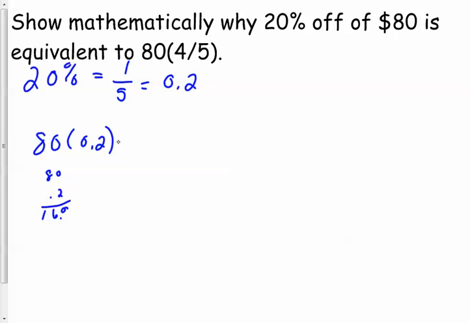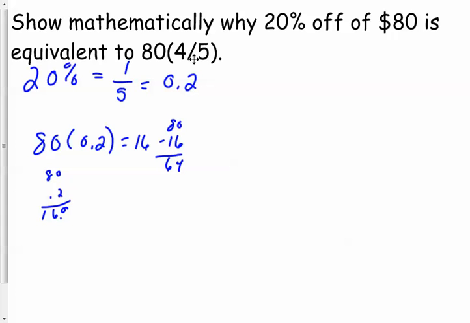So 16 would be how much that I'm getting off. So 80, I want 20% off of it. So I don't want to just find what is 20% of 80. I want to find what 20% off of it is. So that's 80 minus the 16, which then gives me 64. Okay, so I can do it like that.